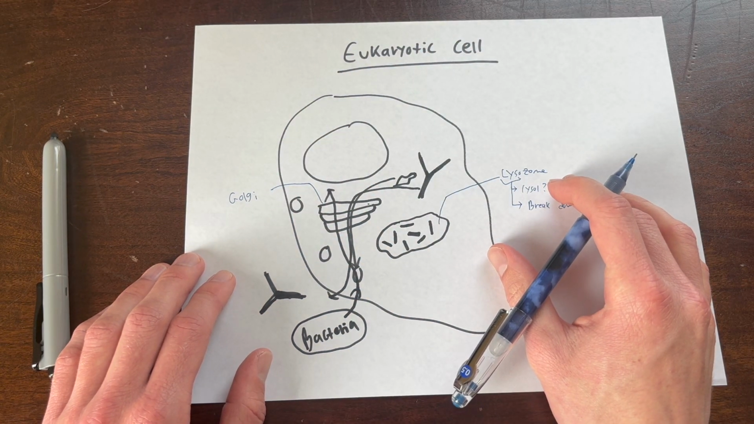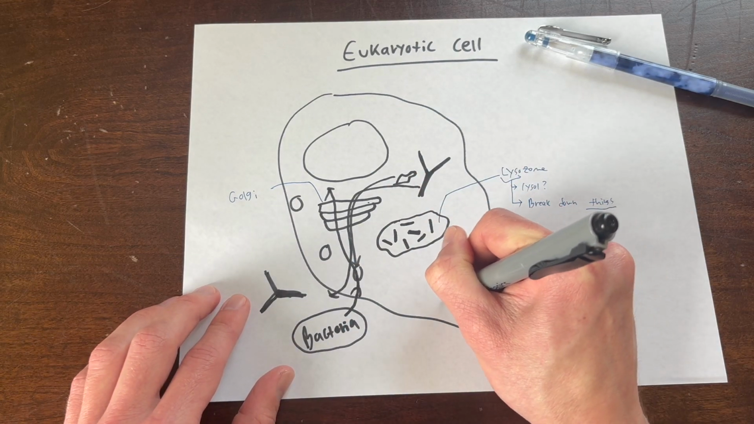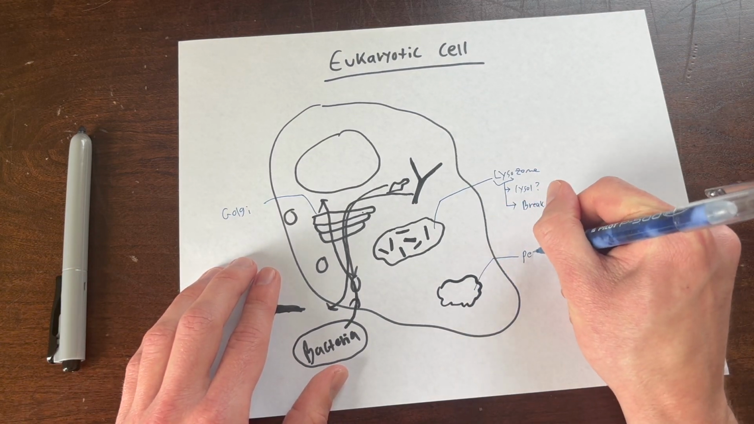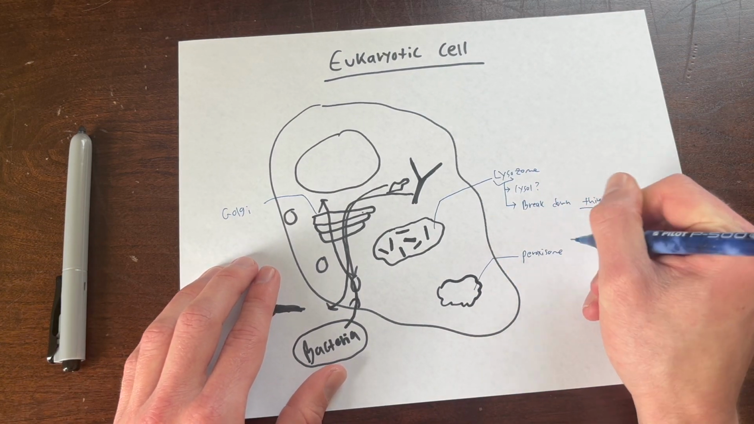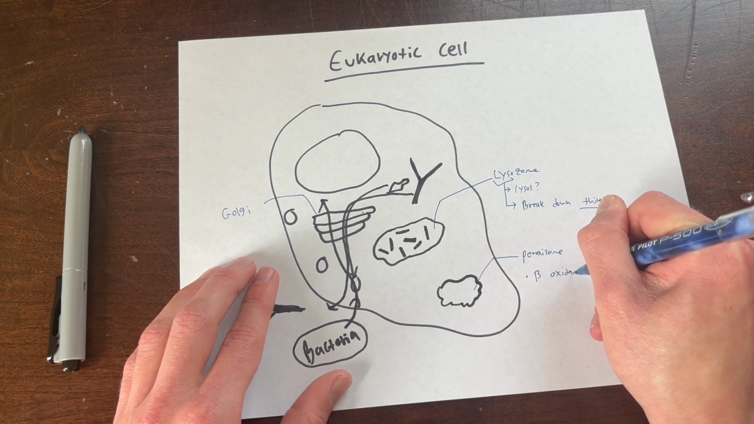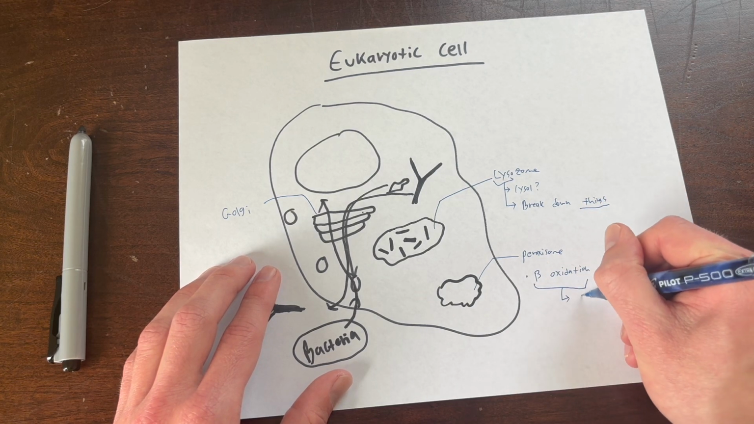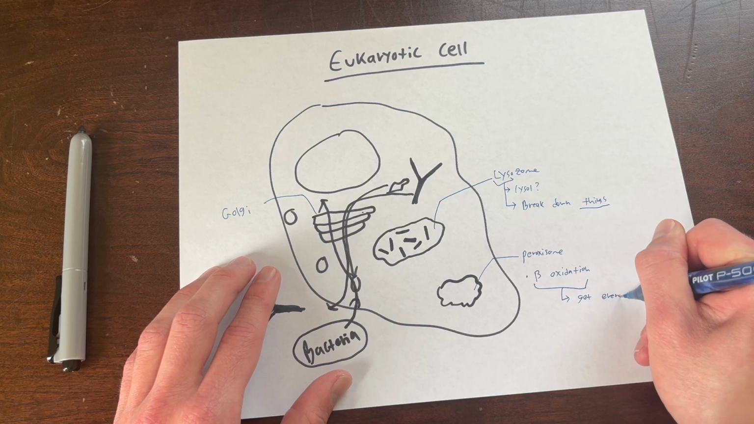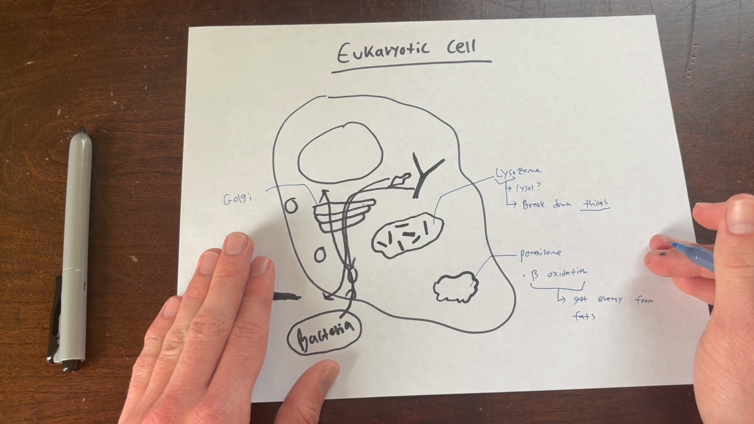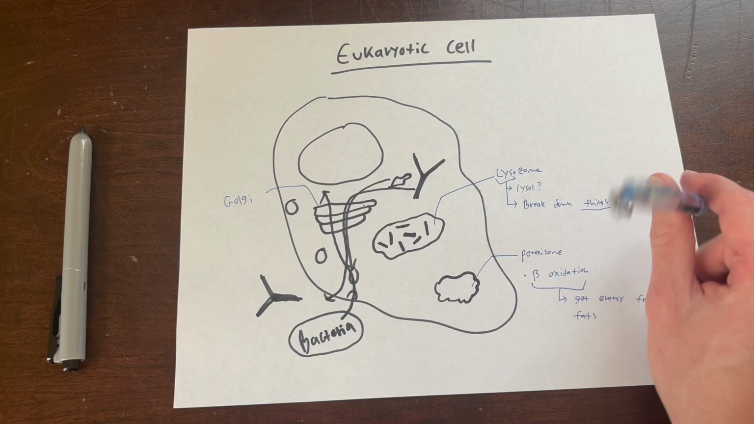And last thing. Peroxisome. All you need to know about this is it can help with beta oxidation. Beta oxidation is a way to get energy from fats. If this is confusing to you, just know that I'm going to be covering this later on. So start from the beginning.